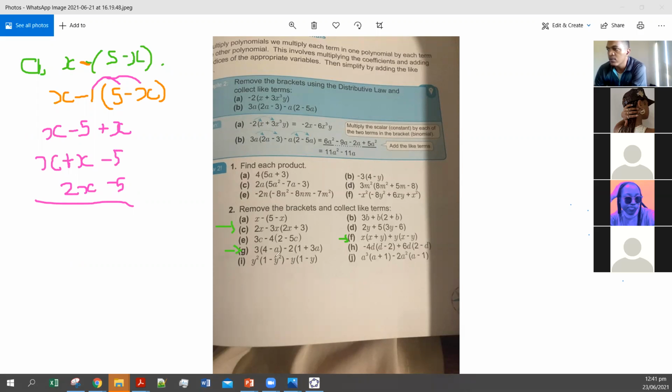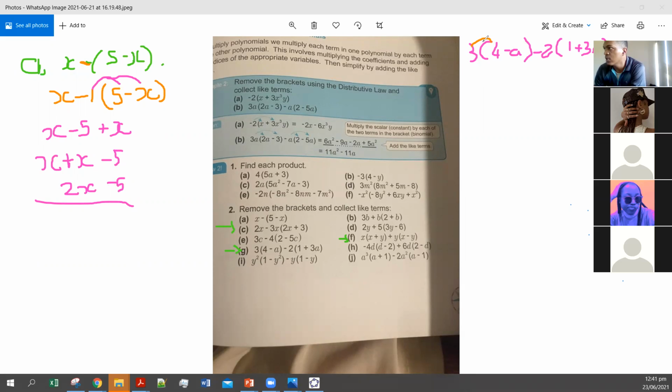All right. With number G first, then we go to F. I hope that is clear, né? Yes, sir. Vicky. Yes, sir. Yeah. So with number G, we had 3 bracket 4 minus a, close the bracket, minus 2 bracket 1 plus 3a. And this one again, I think this one is straightforward, simple.